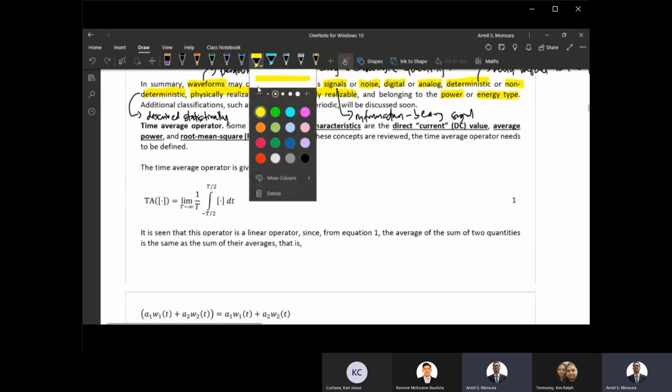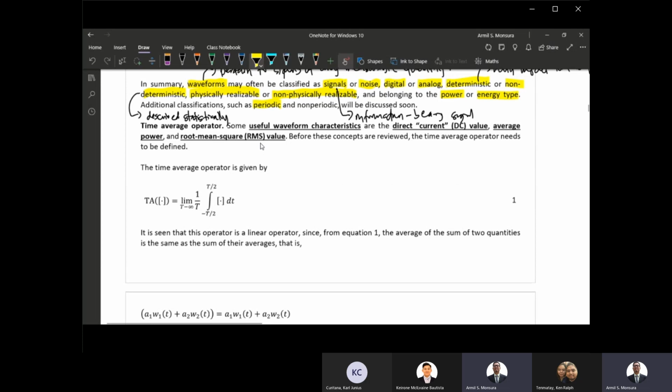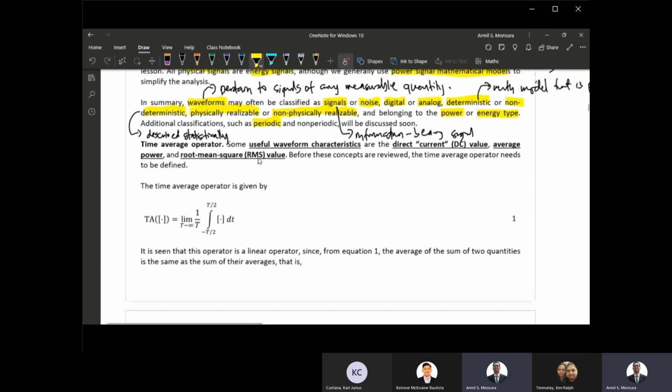Now, one of the most important operations that we always do when dealing with waveforms is the time average operator. Okay? So when you say time average operator, this takes the average value of your signal over time. So some waveform characteristics that are useful in describing your waveform are the DC value, the average power, and the root mean square, or the RMS value.